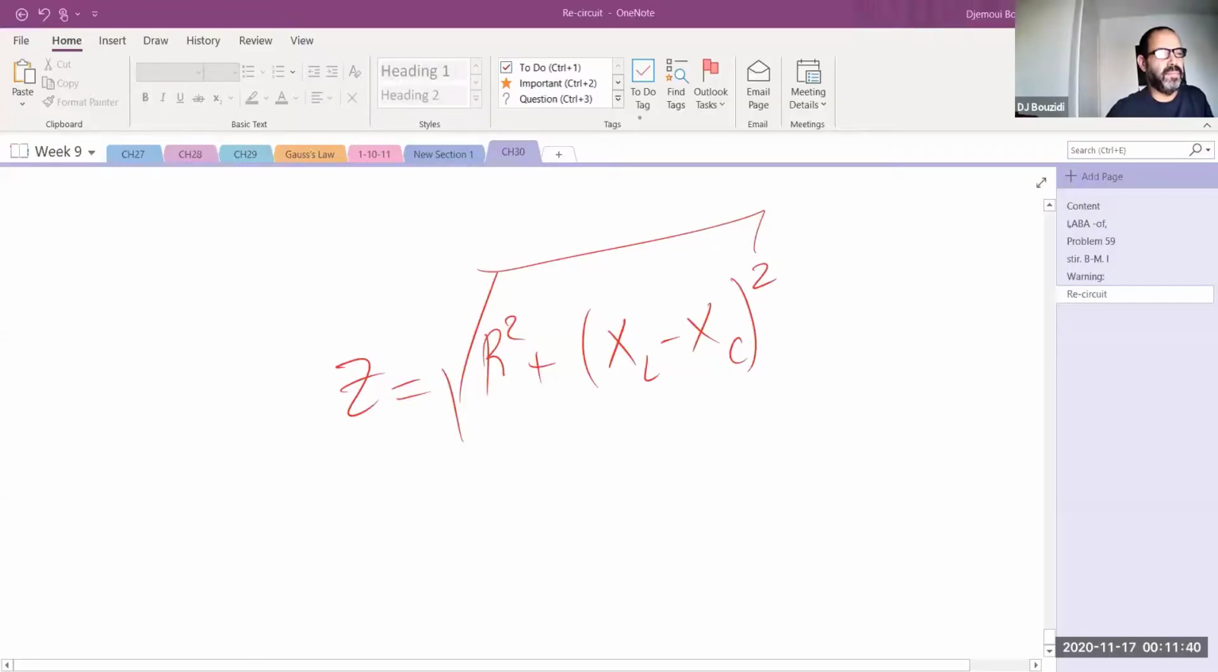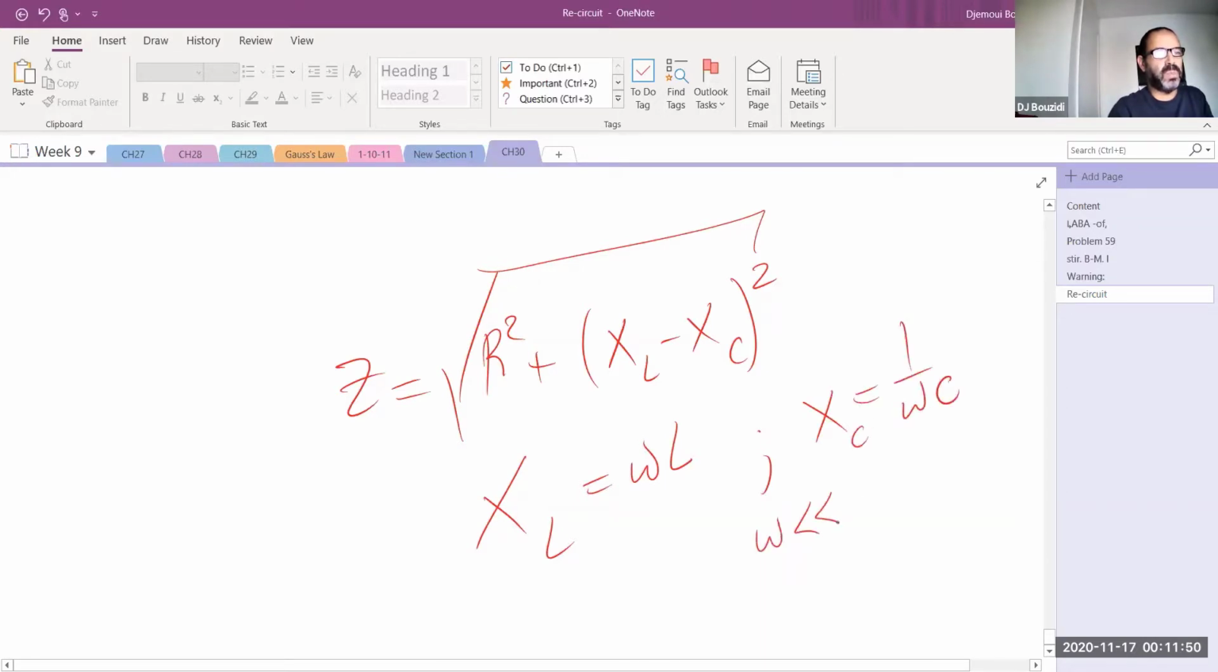So remember, for example, Z is equal to the square root of R squared plus (XL minus XC) squared, okay? Oh man, I'm not sharing my screen. Sorry. So this is the value of Z. Remember, XL was omega L, and XC is 1 over omega C.